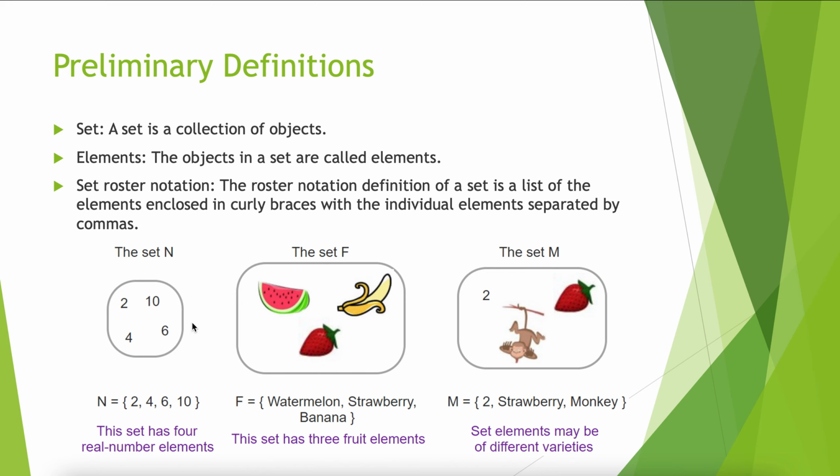So in this case scenario, for example, you have a set n which has the integers 2, 4, 6 and 10. It has 4 real numbers. You have set f which is watermelon, strawberry and banana, and then you have set m which is again different varieties. So you have your monkey, you have strawberry, and then you have a number. So different elements still form something called a set.